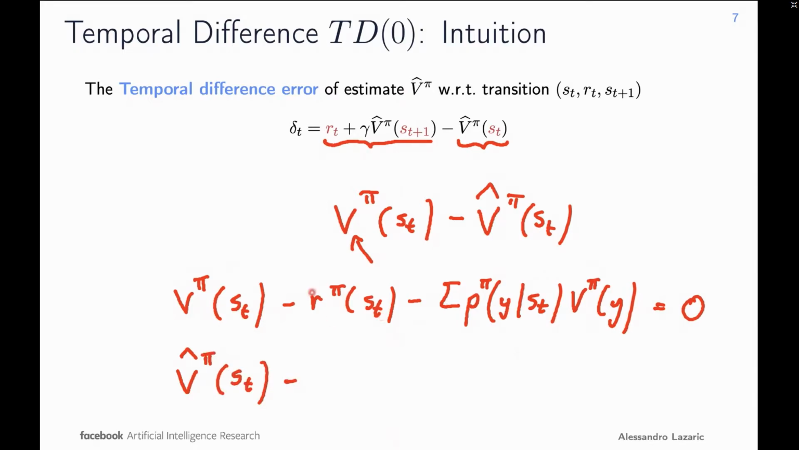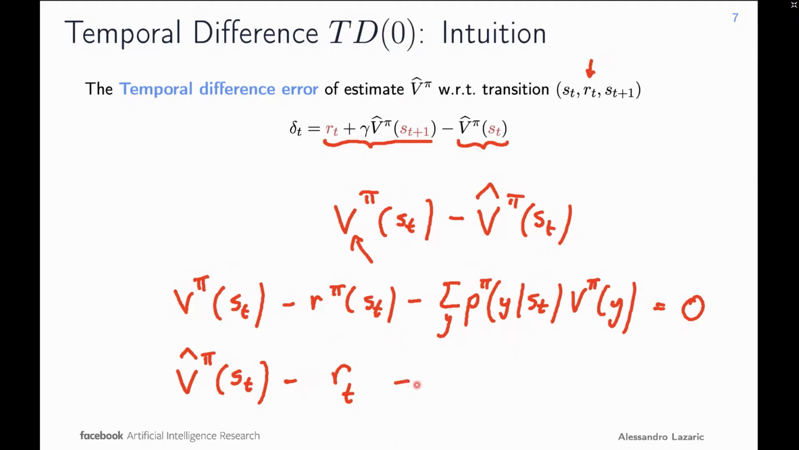Well, I don't really know the reward function associated to this, but I have observed a reward, so I will replace it by RT. And then this is the tricky part of the game. I cannot really evaluate this term because this term is the expected value with respect to the transition probabilities of the value function. And if I don't know P, of course I don't know P pi, which means I cannot evaluate it.